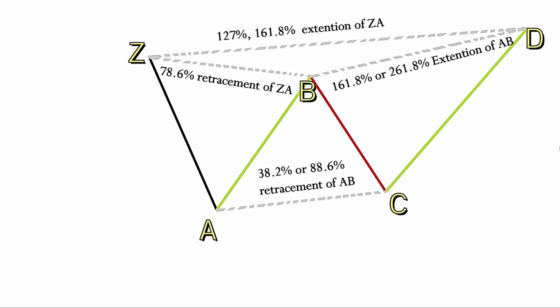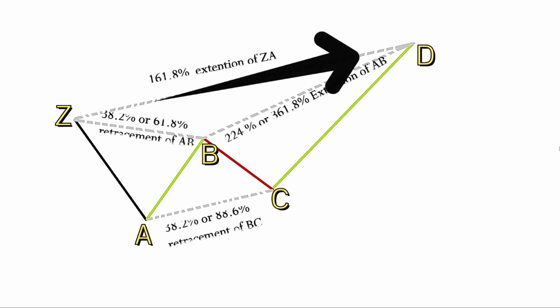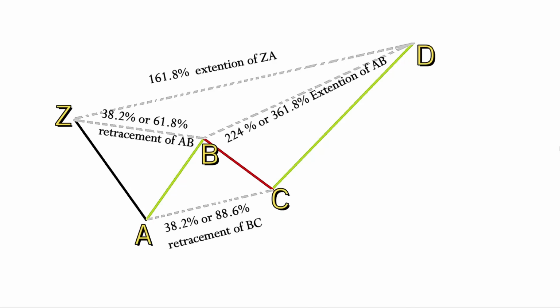Crab is another Scott Carney discovery. The crab is another harmonic pattern followed by the same golden ratio principle. ZA, AB, BC, and CD. The most important feature of the crab pattern is the 1.618 extension of the ZA movement. The AB leg retracement is between 0.382 and 0.618 of ZA.